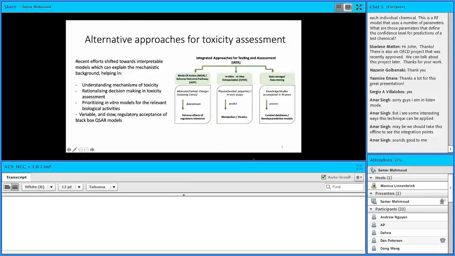And we can roughly categorize the IATA into three categories: mainly mode of action analysis or adverse outcome pathway analysis, in vitro in vivo extrapolation, and also using the data to store the data that have been accumulated within decades, and also to perform data mining.